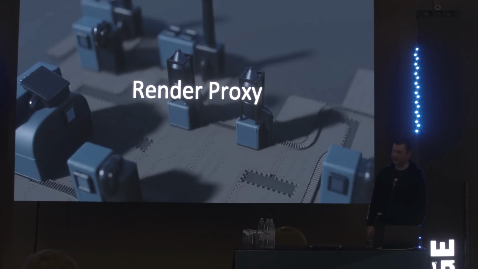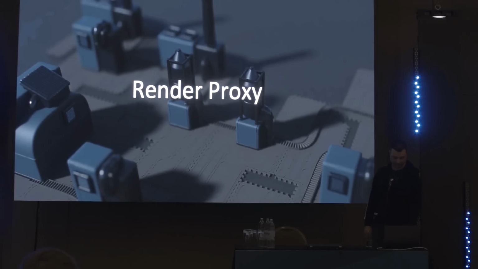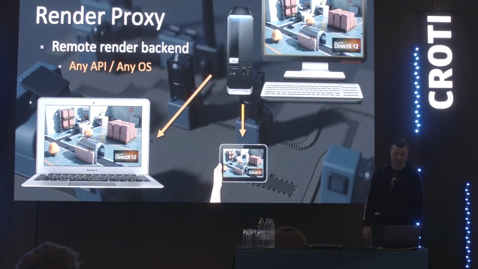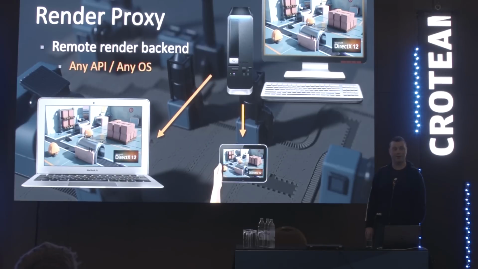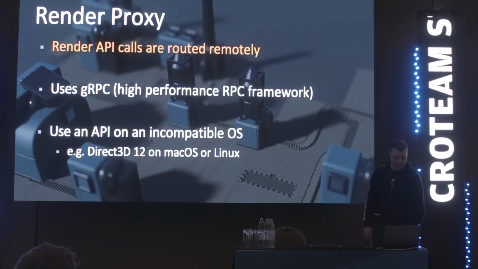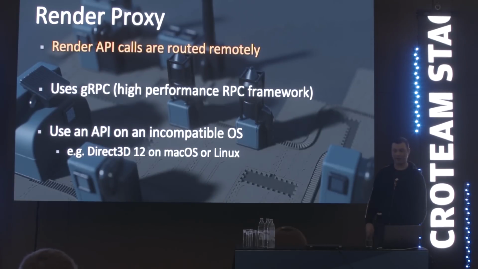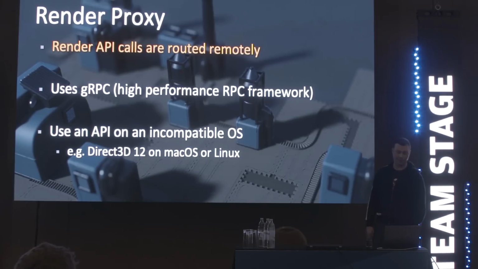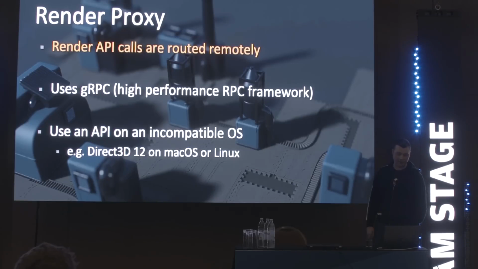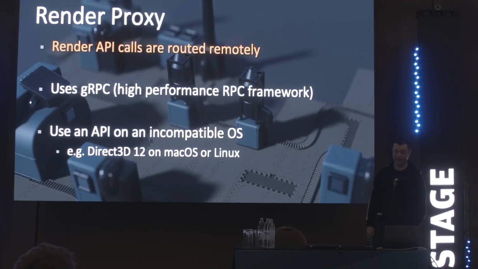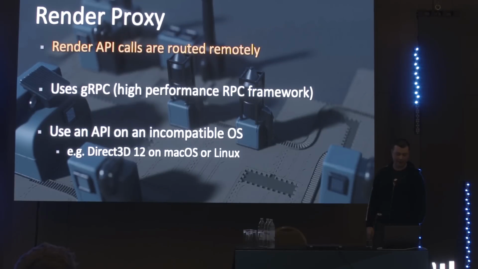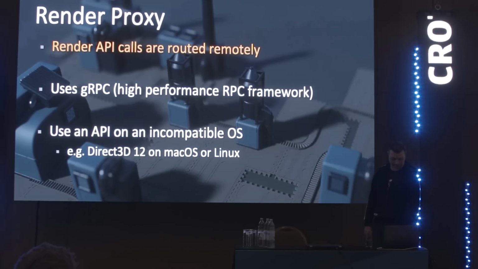Another interesting capability of our architecture is our render proxy. Render proxy is another render backend implementation, like DirectX 12 or Vulkan, except this allows us to mix any API with any OS. The way it works is our render API calls, like the high-level command stream, get routed remotely using gRPC, which is a high-performance RPC framework developed by Google. This lets us use an API in an incompatible OS, such as using DirectX 12 on macOS or Linux. This is especially nice for bringing up new platforms, as we can get base memory, I/O, and core functionality running without initially worrying about the graphics system.